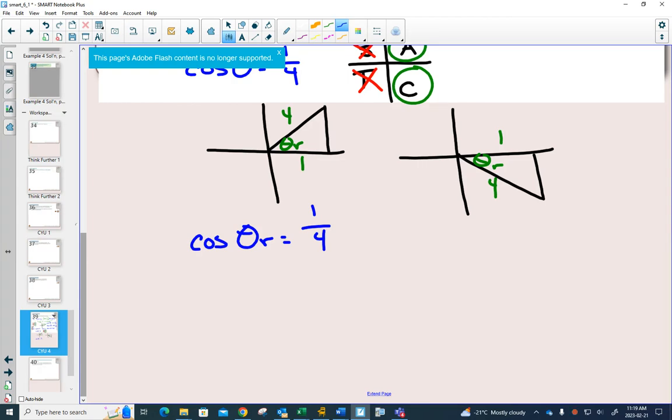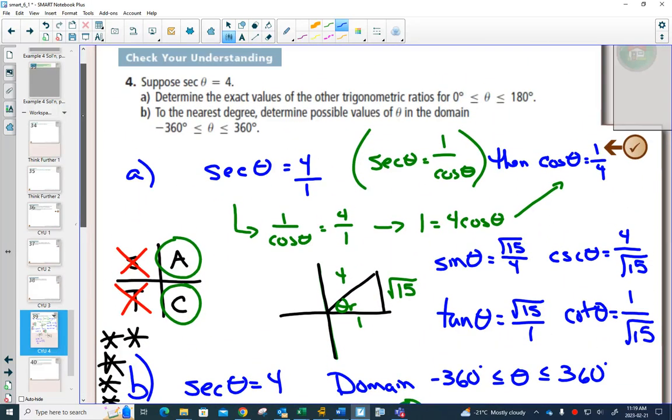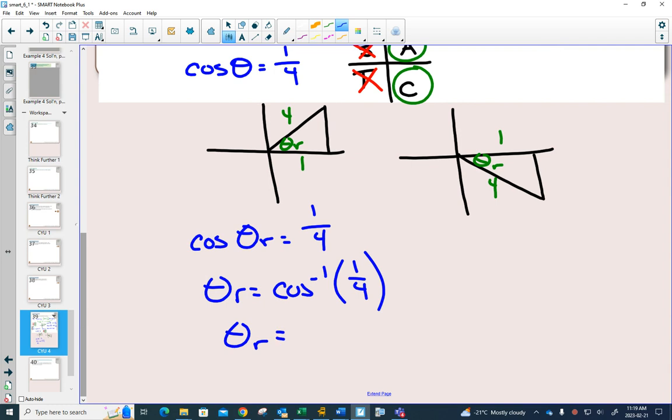And if I have this, I can find my reference angle because in grade 10, to find an angle, you use cos inverse. And I get 75.5. Does it say to round to nearest something? It says round to the nearest degree. So if I round to my nearest degree, I get 76 degrees. So that's finding your reference angle. But we haven't found theta yet.